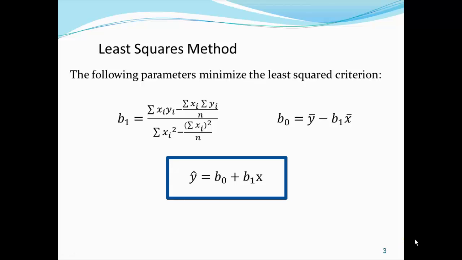Although the equations for computing these parameters look exceptionally difficult, we will show you how to set up the appropriate table to easily compute these measures. Ultimately, we use this equation to compute B1, this equation to compute B0, and our ultimate goal is to set up the least squares regression equation: y hat equals the computed value of B0 plus our computed value of B1 times x.